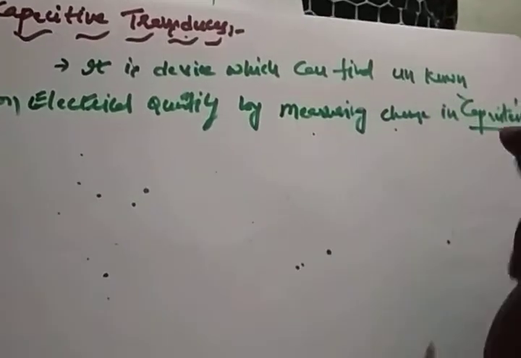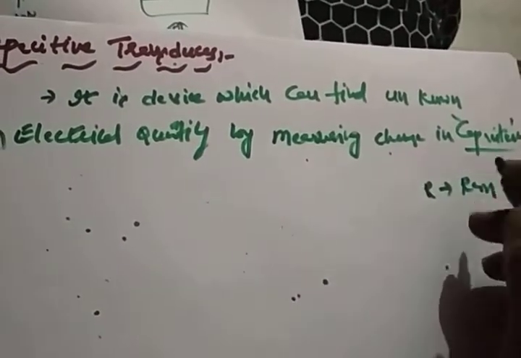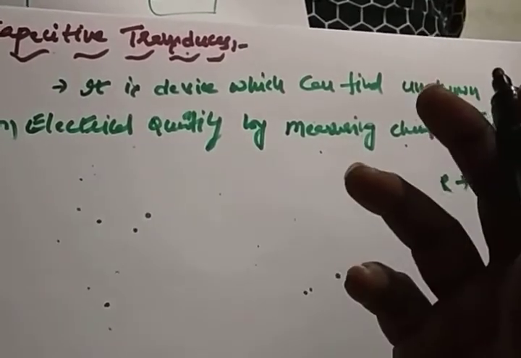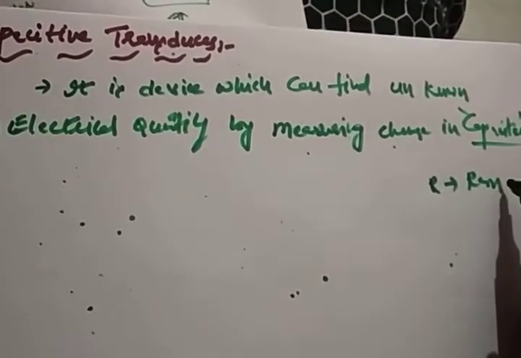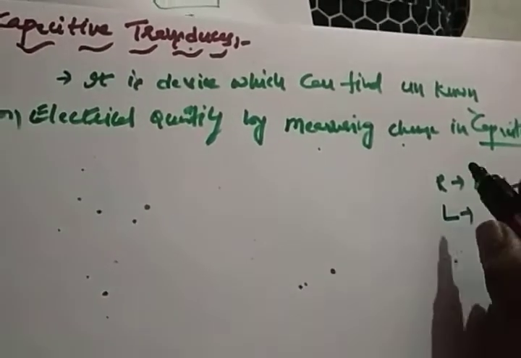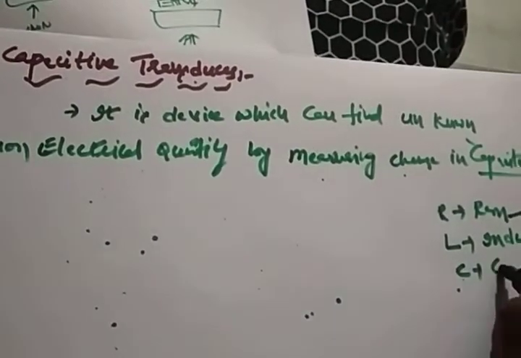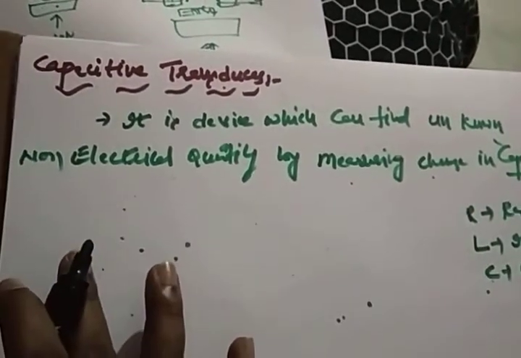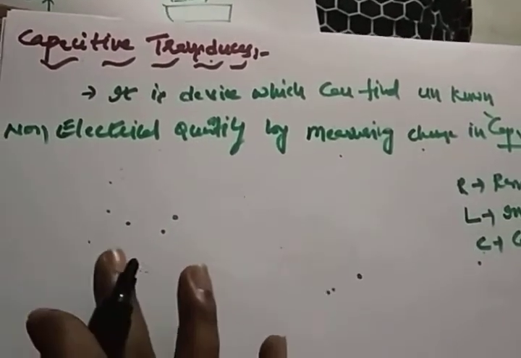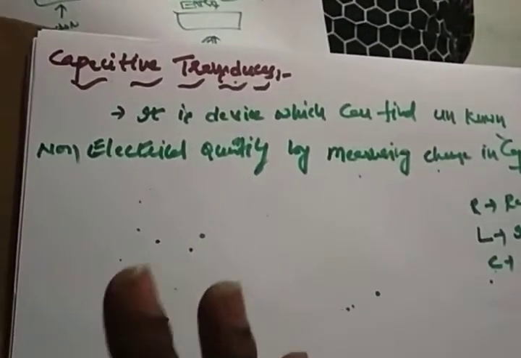Nothing more is there. If the non-electrical quantity is found by measuring a change in resistance, we call it a resistive transducer. If it is a change in inductance, we call it an inductive transducer. If it is a change in capacitance, we call it a capacitive transducer. No other different definitions are there. Definitely you should follow this. It is very easy to understand, guys.